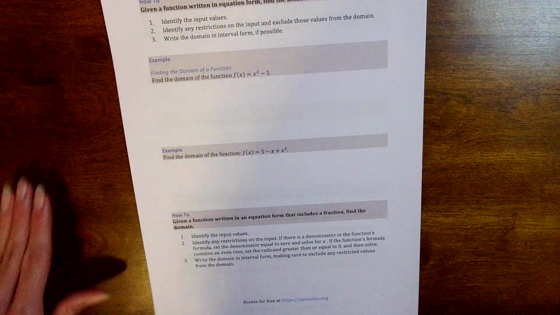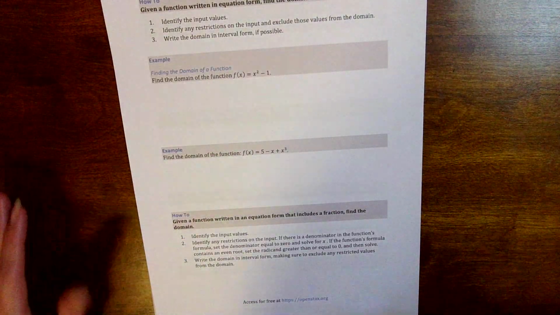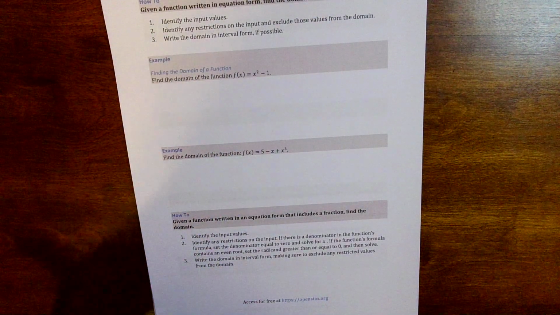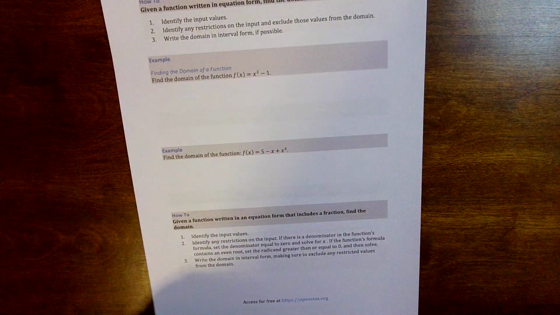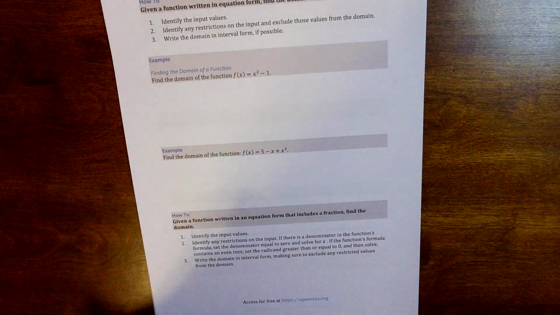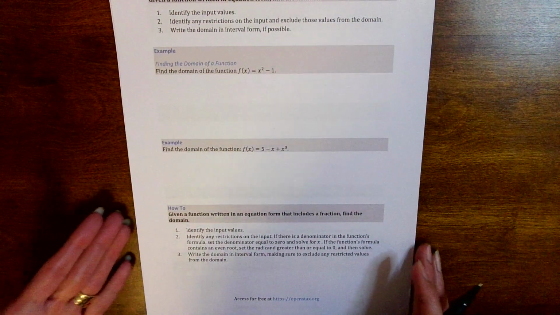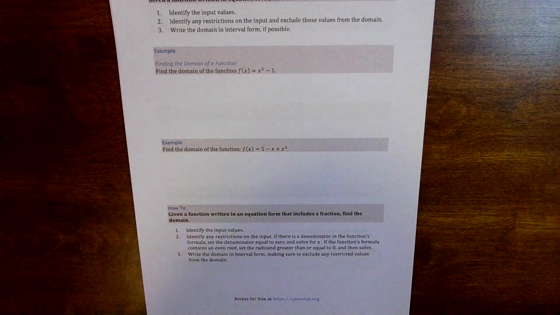So given a function in equation form, find the domain. You're going to identify the input values, identify any restrictions in the input, and exclude those values from the domain, and write the domain in interval form if possible. So really the only times that we're worried about restrictions are if we have a fraction or an even root, like a square root.